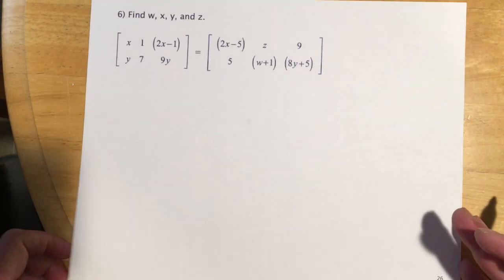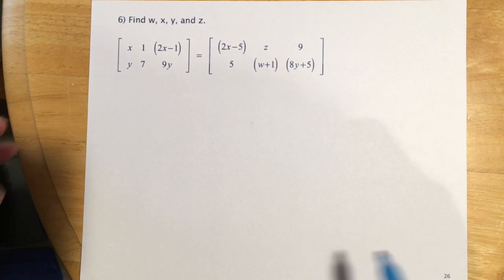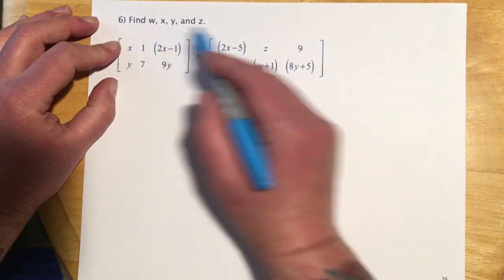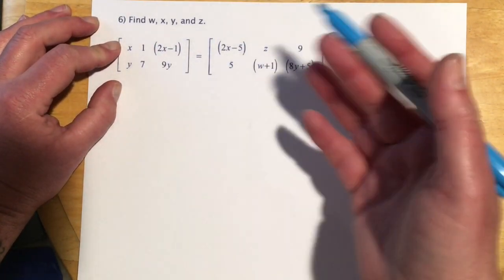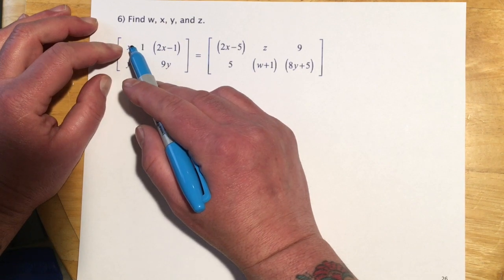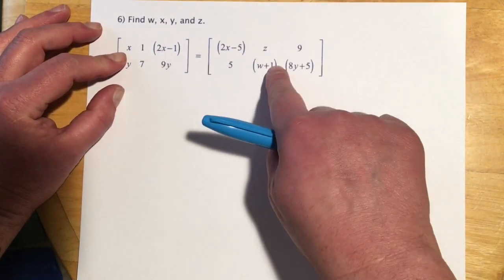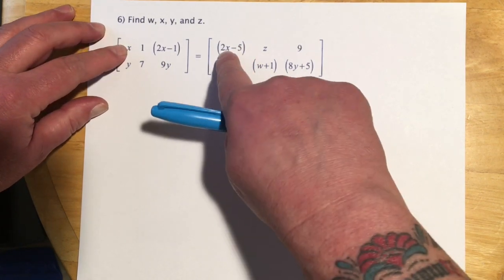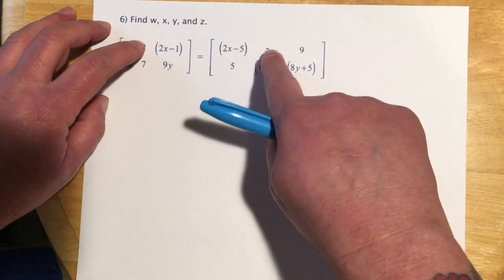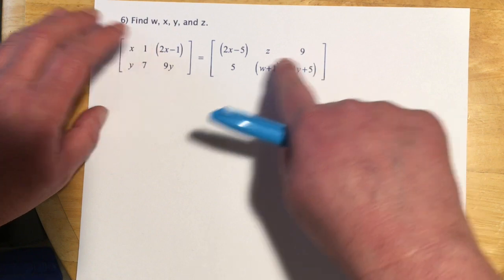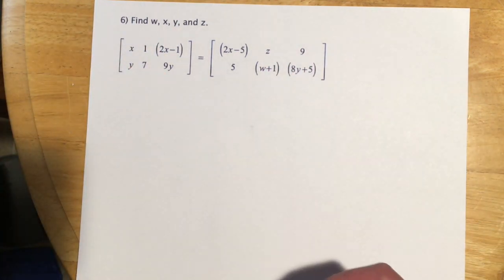Okay, this one looks like it's going to be terrible, but it's actually not that bad. It's just an exercise to make you consider that if these two matrices are equal, then that means that this has to equal this. So these two entries have to be the same. These two entries have to be the same, kind of all the way down the line.